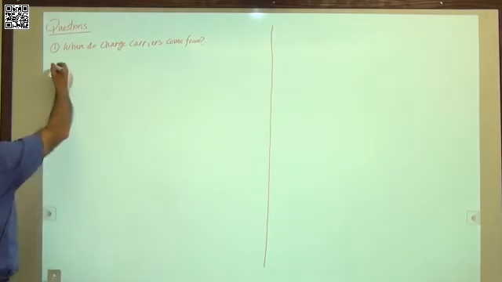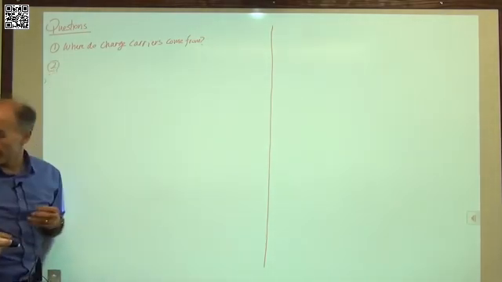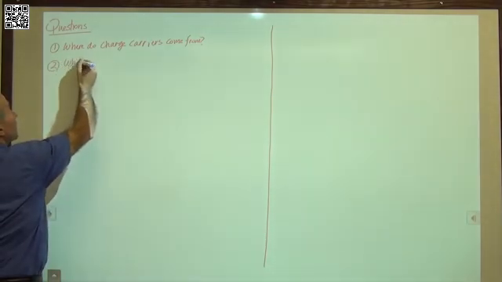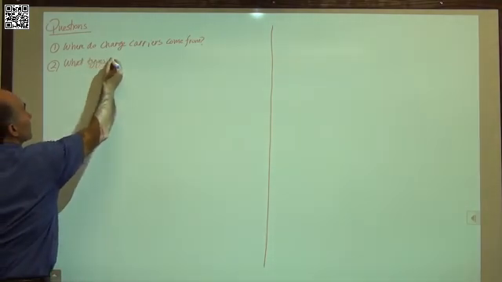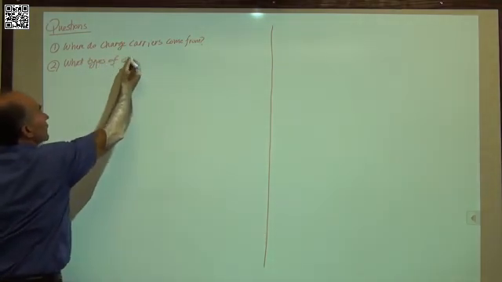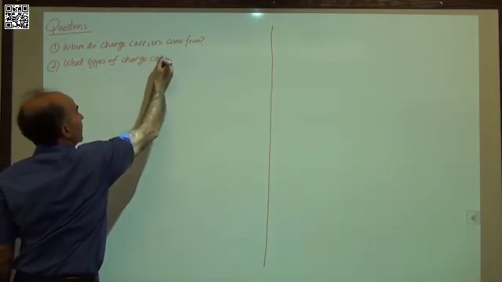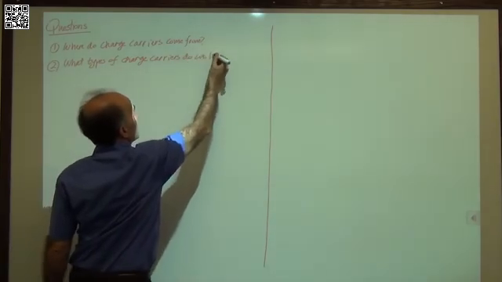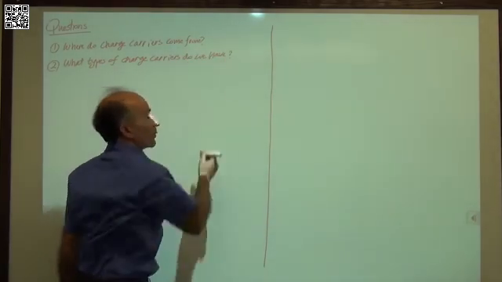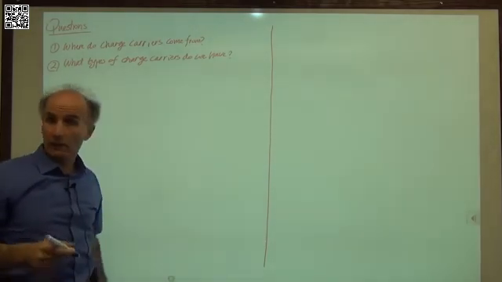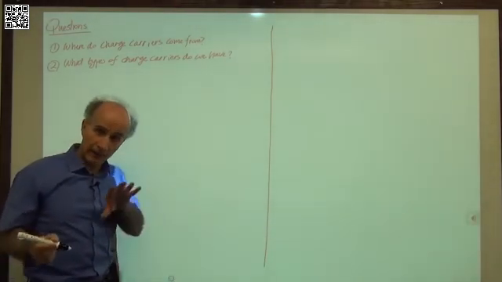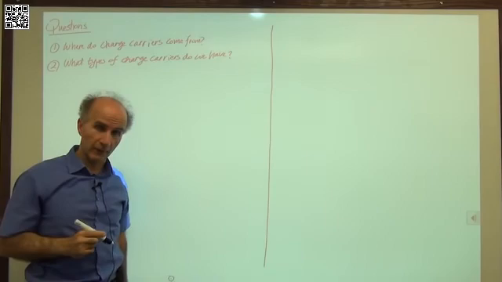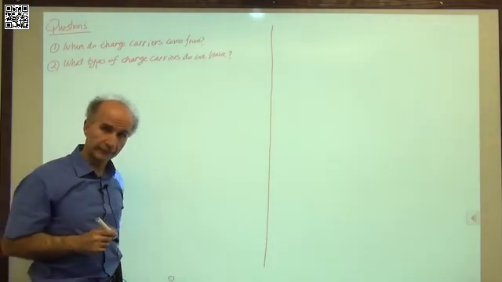So the second question that we want to answer in our studies is, what types of charge carriers do we have? The most familiar to us are electrons, but are the electrons the only types that can conduct a current through a piece of semiconductor or any other piece of material? So we would like to answer that question as well.